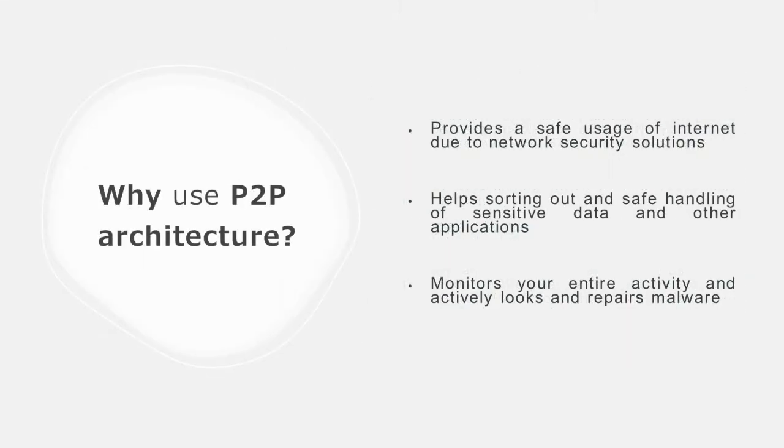I'm going to explain why to use peer-to-peer architecture. It provides a safe usage of the internet due to network security solutions, helps with sorting out and safe handling of sensitive data and other applications, monitors your entire activity, and actively looks for and repairs malware. Peer-to-peer networks have many advantages. For example, there is no central server to maintain and to pay for. So this type of network can be more economical. That also means there is no need for a network operating system, thus lowering costs even further.